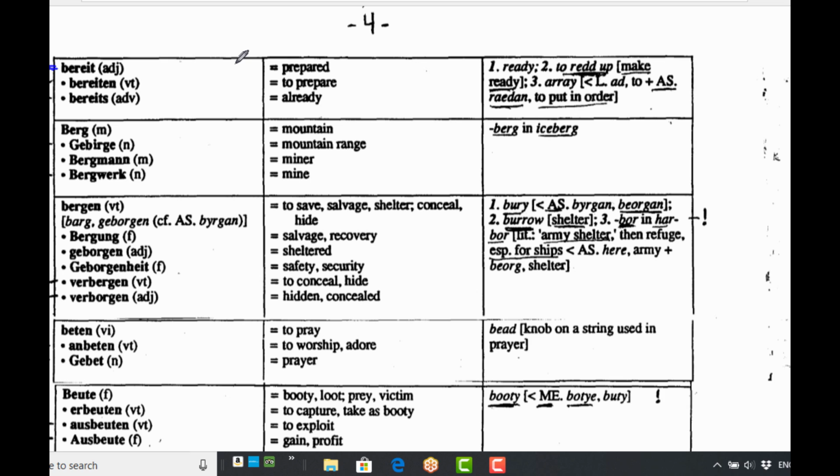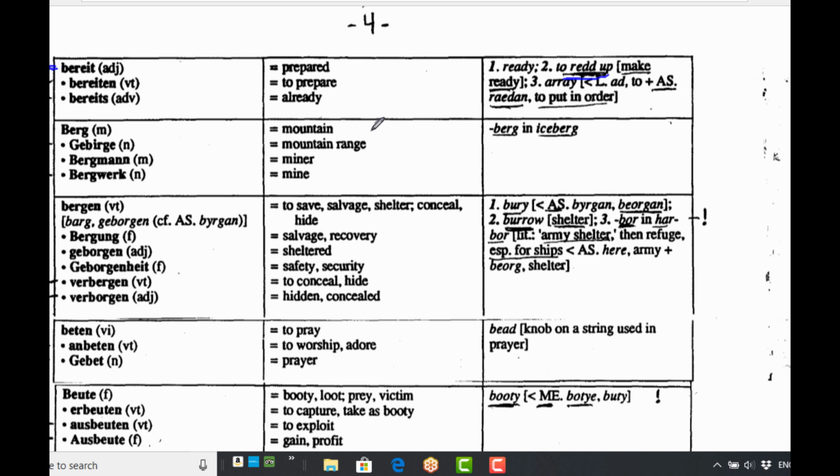Okay, this means prepared or ready, and there's something here with the etymological comments to make ready, to read up, and I'm not sure how that actually fits together, but ready is not far from bereit, bereit to prepare, and then bereits, already. Okay, how about Berg? Any connections there? Absolutely. If you see there on the right, iceberg, which is something we know, so kind of an ice mountain.